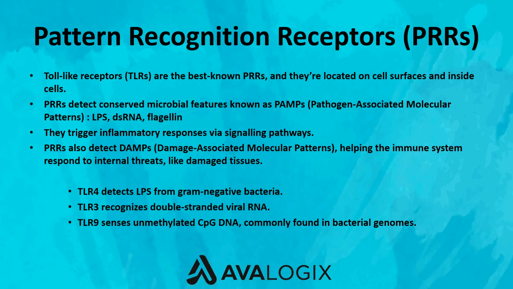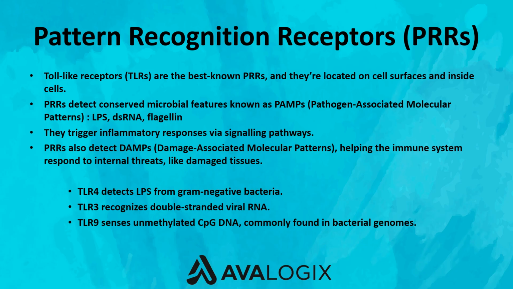Now, PRRs are germline encoded, which means they don't change from person to person. They're evolutionarily ancient and are designed to recognize these conserved microbial patterns. They're found on the surface of immune cells, inside endosomes, and even floating around in the cytoplasm. One of the most important families of PRRs are the toll-like receptors, or TLRs. There are about 10 of them in humans, each tuned to detect specific microbial components. For example, TLR4 detects LPS from gram-negative bacteria. TLR3 recognizes double-stranded viral RNA. TLR9 senses unmethylated CpG DNA, commonly found in bacterial genomes.